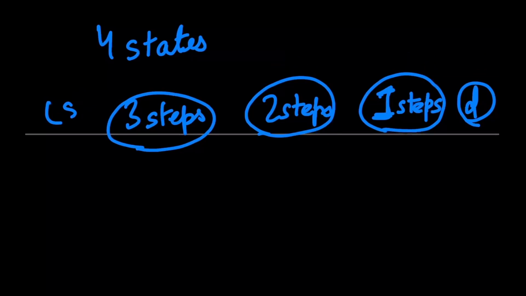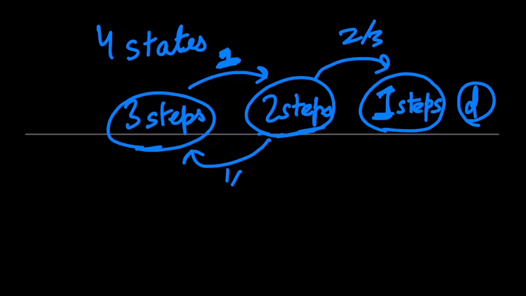So if we have these 4 states, we're going to draw arrows to show going from one state to another, and the number I'm going to write is the probability of going from this state to this state. So the probability of going from the 3-step state to the 2-step state is 1, because no matter what edge we take, we're always going to reach the 2-step state if we start from the 3-step state. Now, looking at the 2-step state, there's a 2 by 3 chance of going this way and a 1 by 3 chance of going this way. If we look at the 1-step state, there's a 1 by 3 chance of going this way and a 2 by 3 chance of going this way, right?